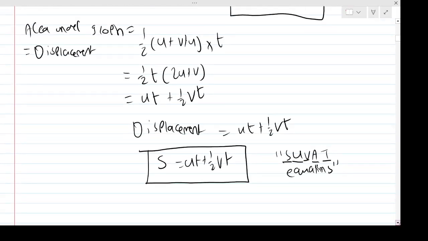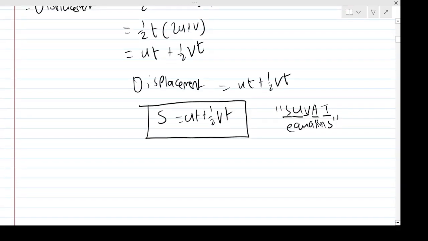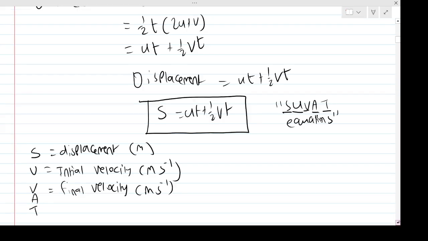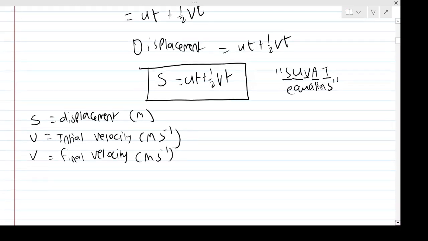And so, if I make a list here of the SUVAT, if I was to write down what I just said. S is the displacement. Now that's going to be in meters. U is the initial velocity. That's going to be meters per second. V is the final velocity in meters per second as well. A is going to be the acceleration. That's going to be in meters per second squared. And T is time in seconds.